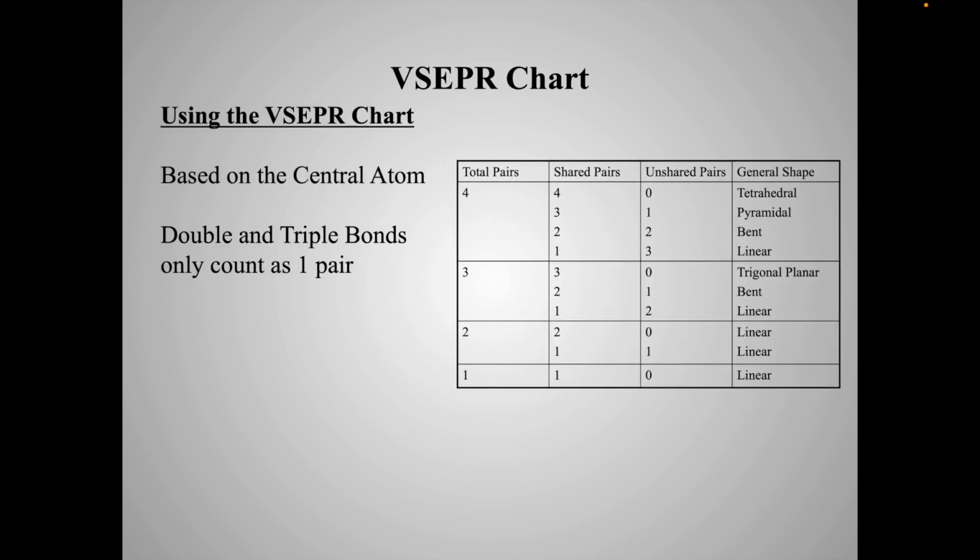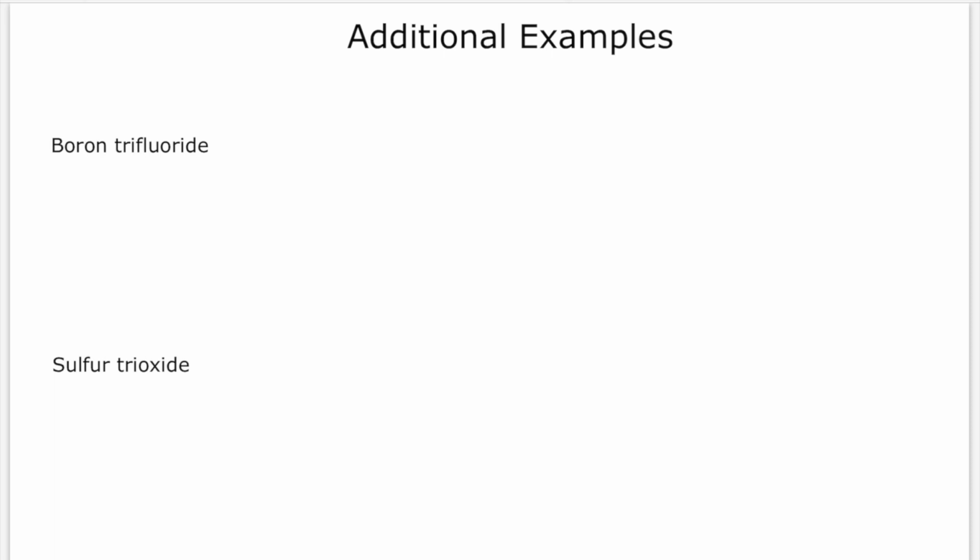And again, when we're looking at the total pairs and the number of shared and unshared pairs, this is based on the central atom, okay? So we're always looking at the central atom when determining how many shared and unshared pairs of electrons there are. Additionally, double and triple bonds only count as one pair of shared electrons, okay? So even if it's a double or a triple bond, that still counts as just one pair shared for the purposes of VSEPR. Let's look at a couple of examples of using VSEPR.